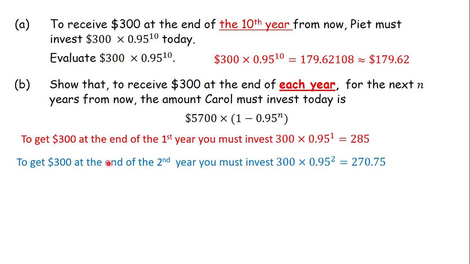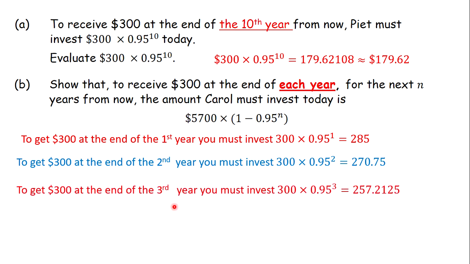So to get 300 at the end of the second year, you must invest less than that. And you can see that your ratio here is a fraction. That means your sequence is going to decrease. So we're also going to explain later on exactly, so you can see how I break it down.